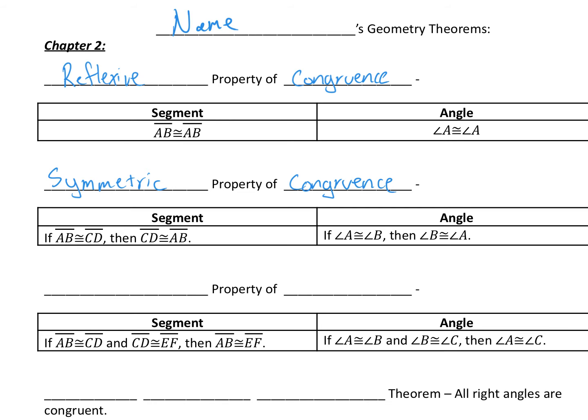After that, AB equals CD, CD equals EF, and then they just skip the middleman and say AB equals EF. So that is the transitive property of congruence.